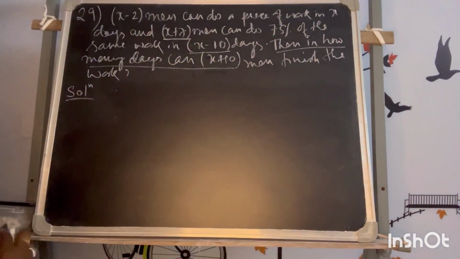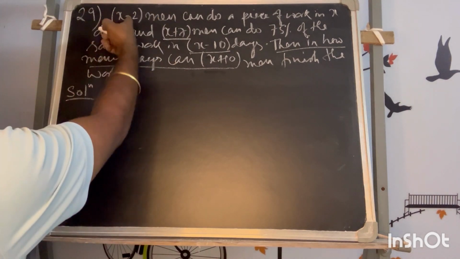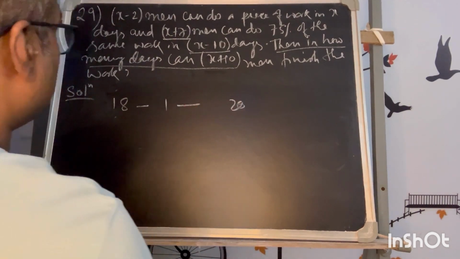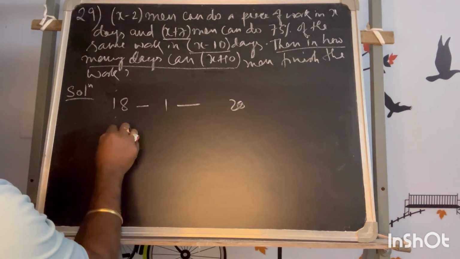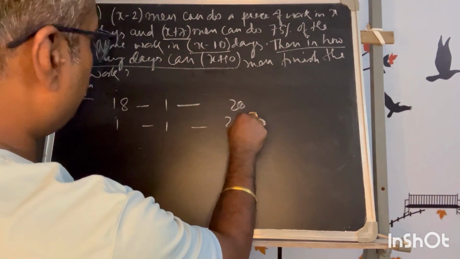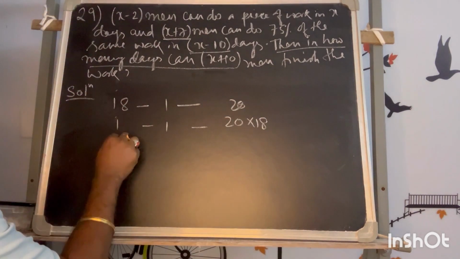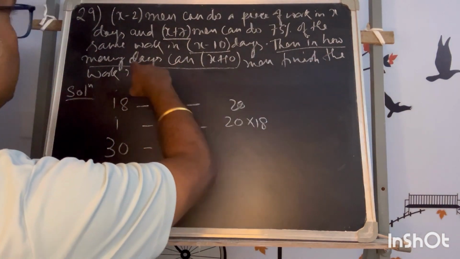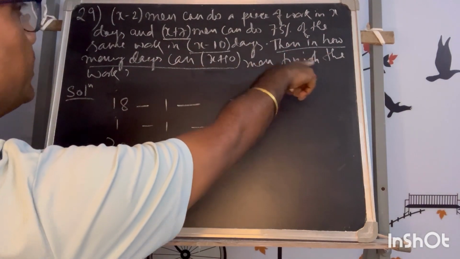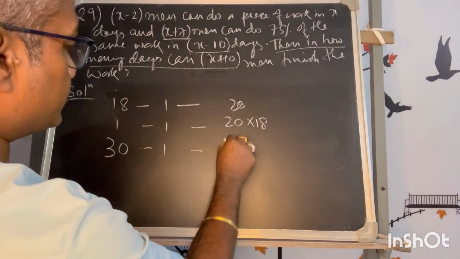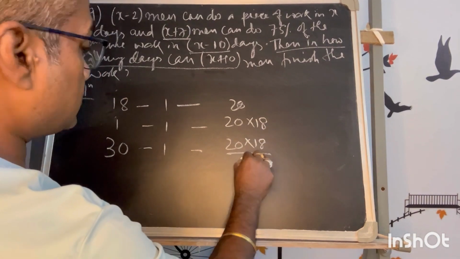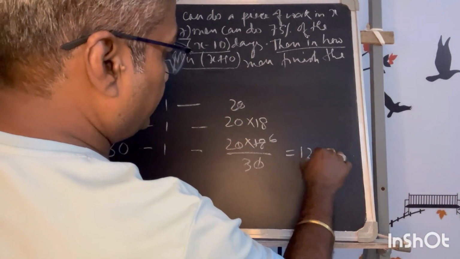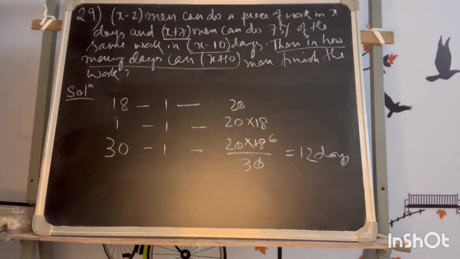So x minus 2 means 20 minus 2, 18 men can do a piece of work in 20 days. So now it is 30 men. One man will do the piece of job in 20 into 18 days. So now 30 men are required to do the whole job. Then how many days can these men finish the work? The whole job is 1, and the number of men is increased, so this will be 12 days. That will be the answer. This is the unitary method.